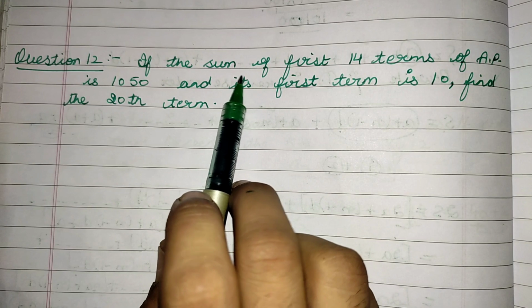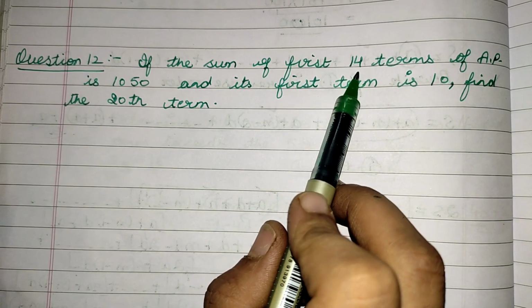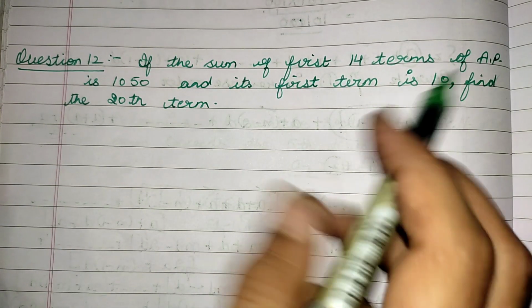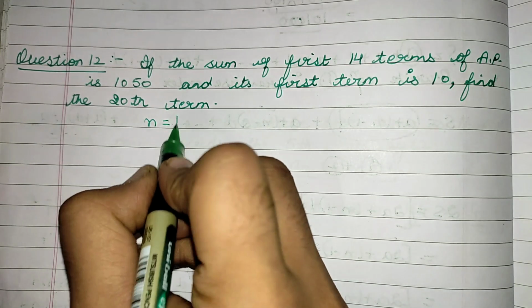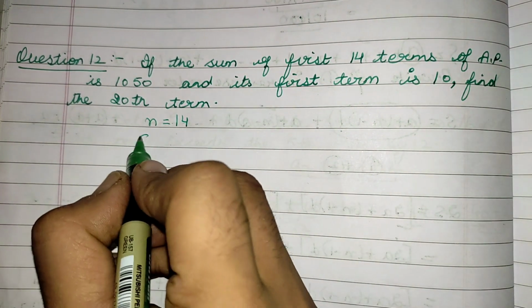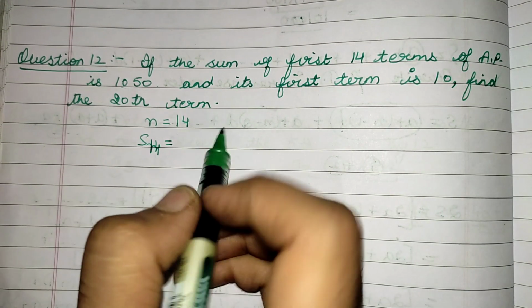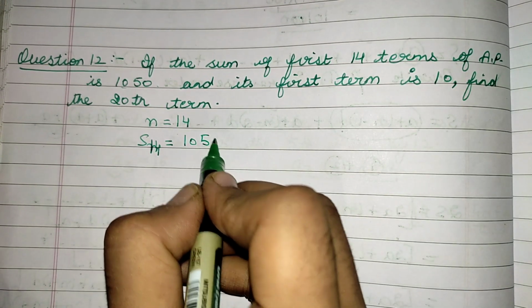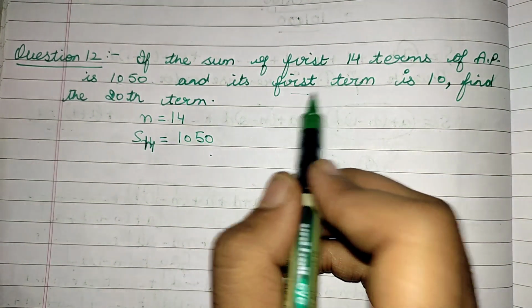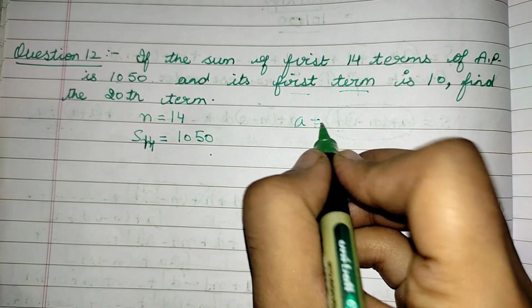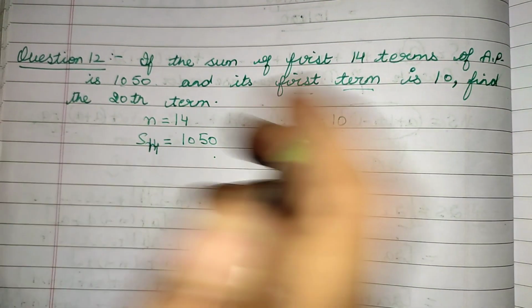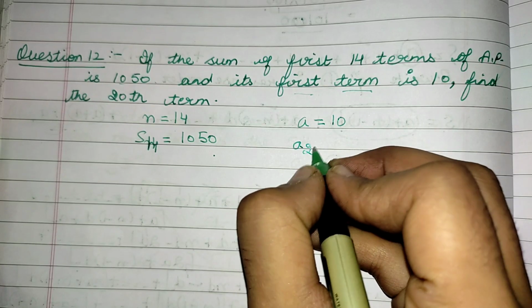Now moving to question number 12. Question number 12 says that the sum of the first 14 terms of the AP is given to us, n equal to 14, and its sum, S14, is given to us equal to 1050, and its first term is 10. Then we have to find its 20th term.